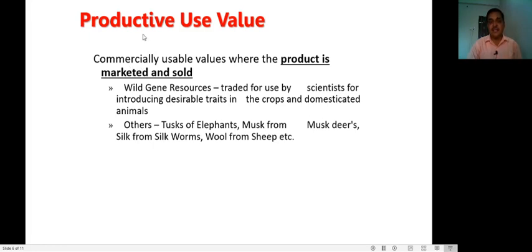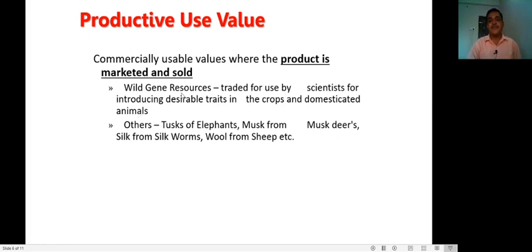But in the case of productive value, the product or material derived from plants, animals, or microorganisms can be used as a product which is marketed and sold to earn money or revenue.